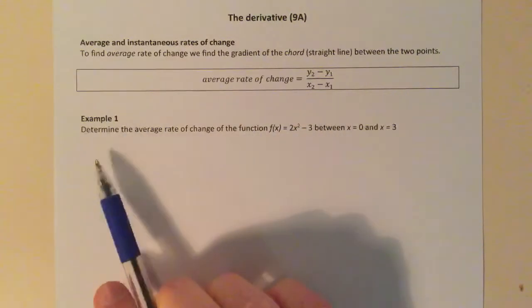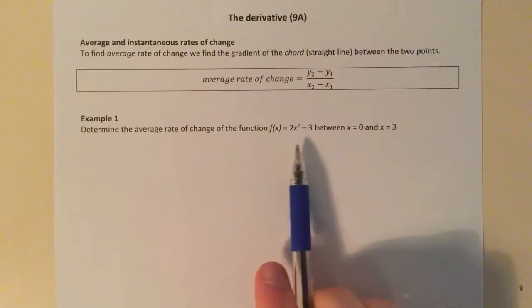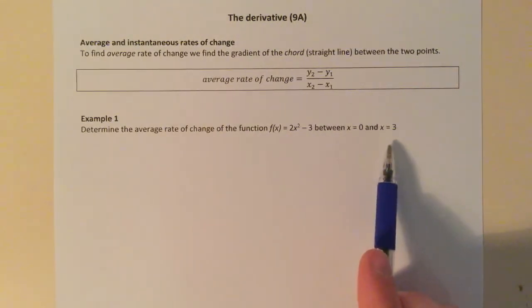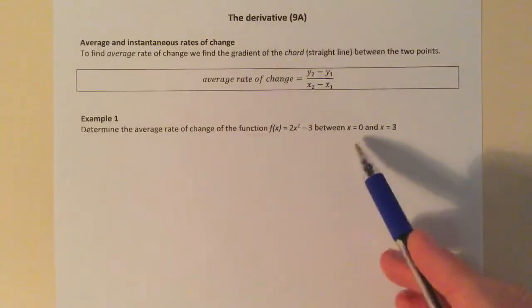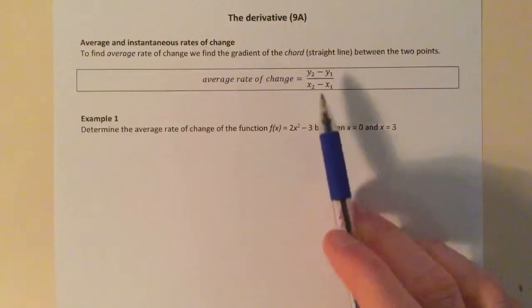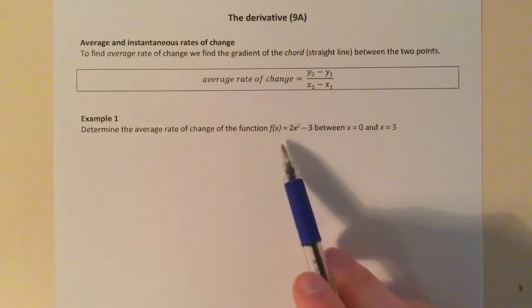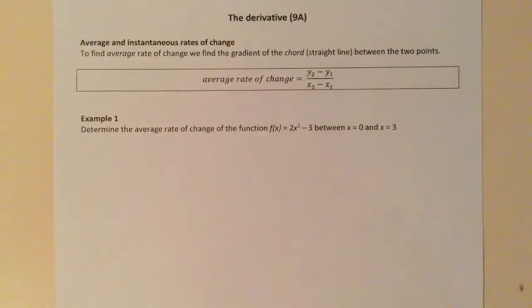In example 1, we're asked to determine the average rate of change of the function f of x equals 2x squared minus 3 between x equals 0 and x equals 3. So let's get straight into the rise over run. We already have the values of x1 and x2. What we don't have yet are the y values to work out the rise. So we're going to work out the y value when x equals 0 and the y value when x equals 3.